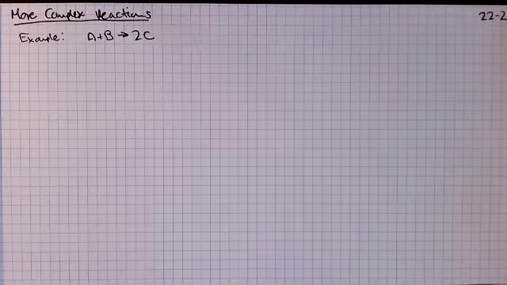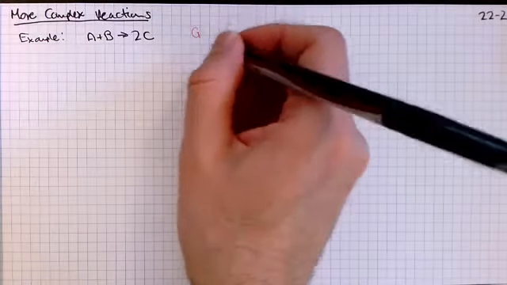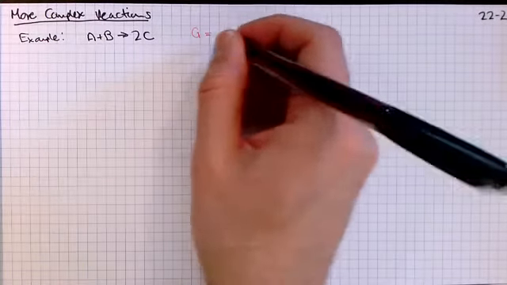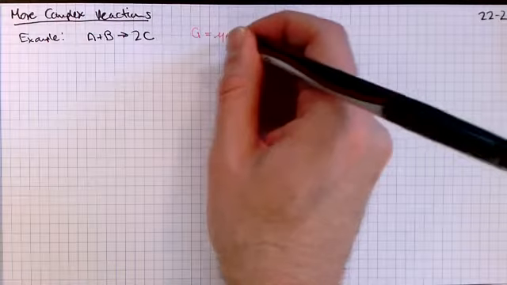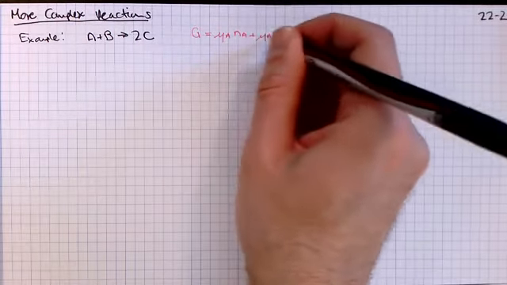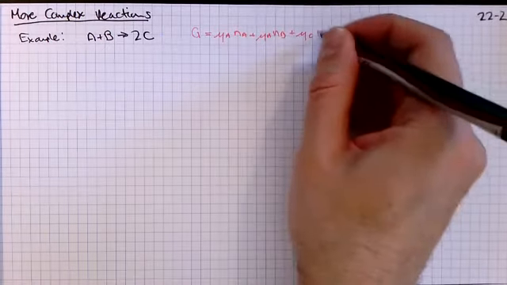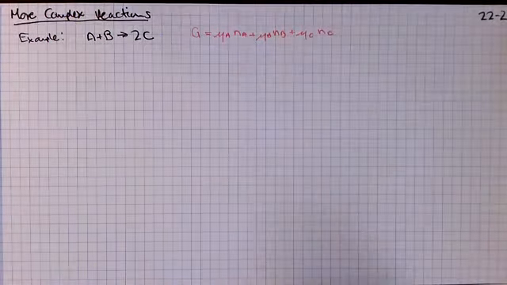And then if we wanted to write down the free energy of the system, that would be equal to the chemical potential of A times the number of moles of A, plus the chemical potential of B times the number of moles of B, plus the chemical potential of C times the number of moles of C, right?